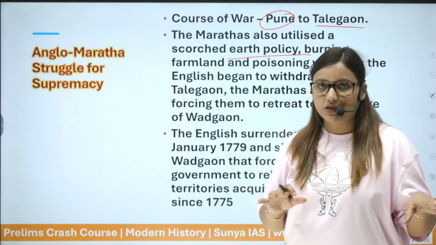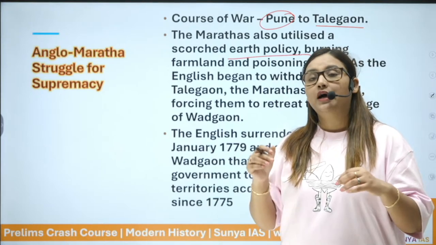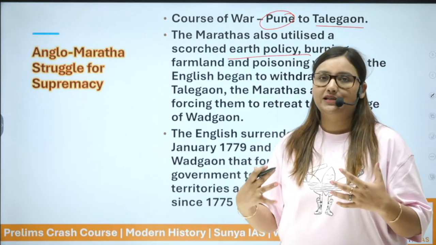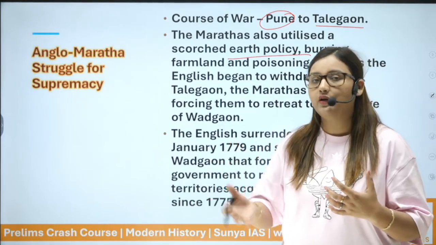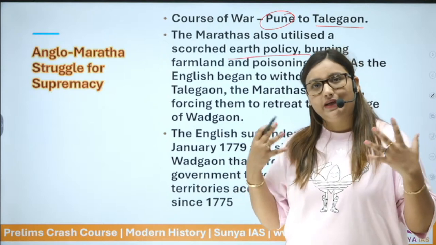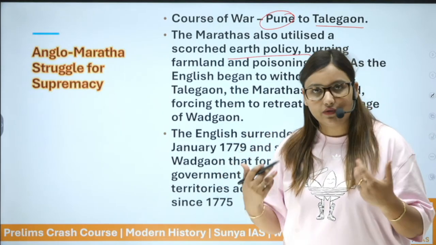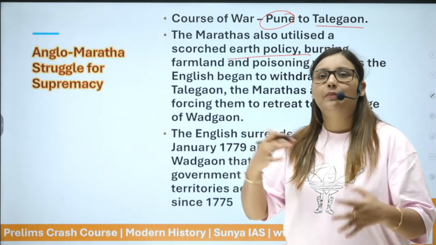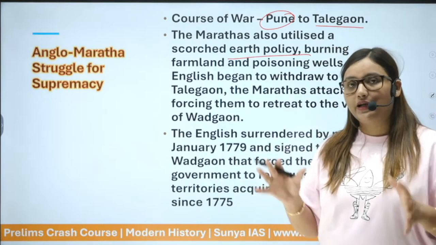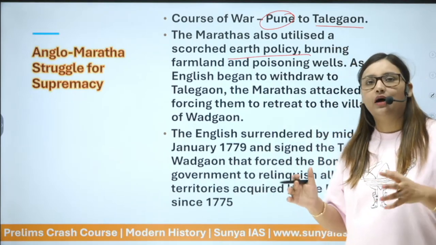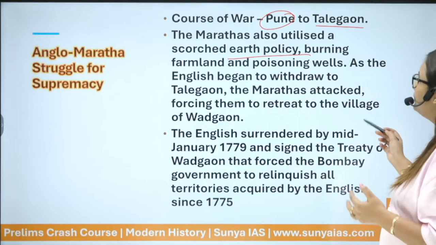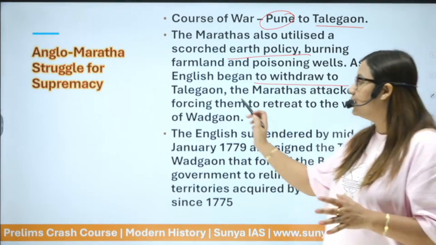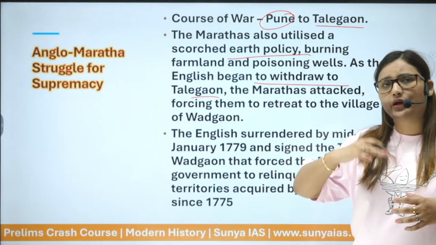No edible item was there, no crops were there in the area, and they also poisoned the wells, so that the water was so poisonous that if EIC soldiers drank it, they would die. So many soldiers died before even fighting, or before even coming to the real battle. It was a great strategy by the Marathas, burning the farmlands and poisoning the wells, and then the English began to withdraw from Talegaon. They understood that it was impossible for them to win, so they started going out of Talegaon.